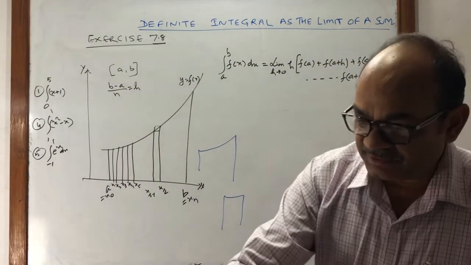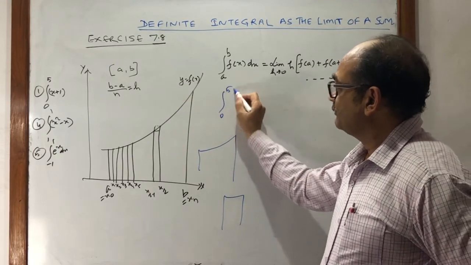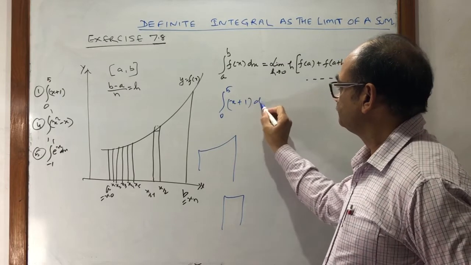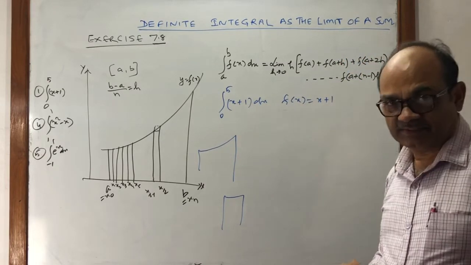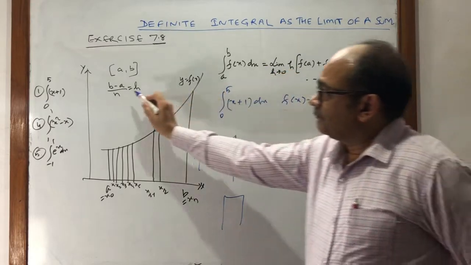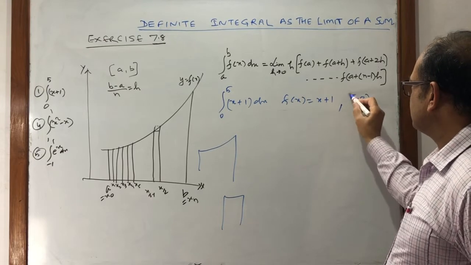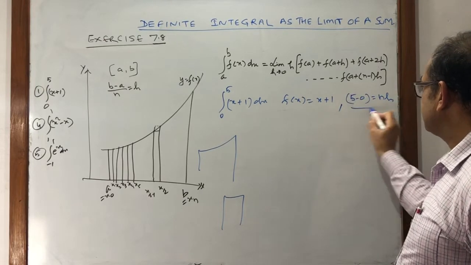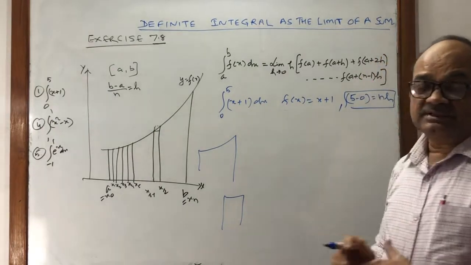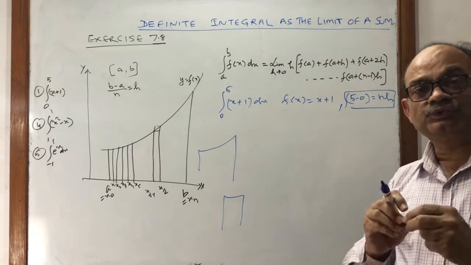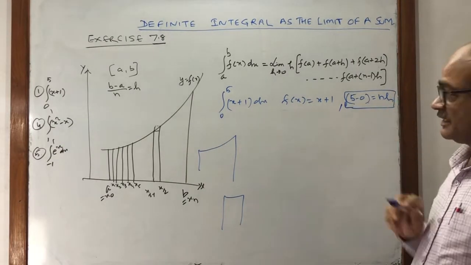So now we are starting the first problem, say integral 0 to 5 of (x plus 1). What is our function? First we write f(x) is x plus 1, correct? Limit: b minus a is nh. So here we write b minus a equals to nh. This one is also an important point. Upper limit minus lower limit is the total subintervals of h width into n intervals. That's why 5 minus 0 is nh.